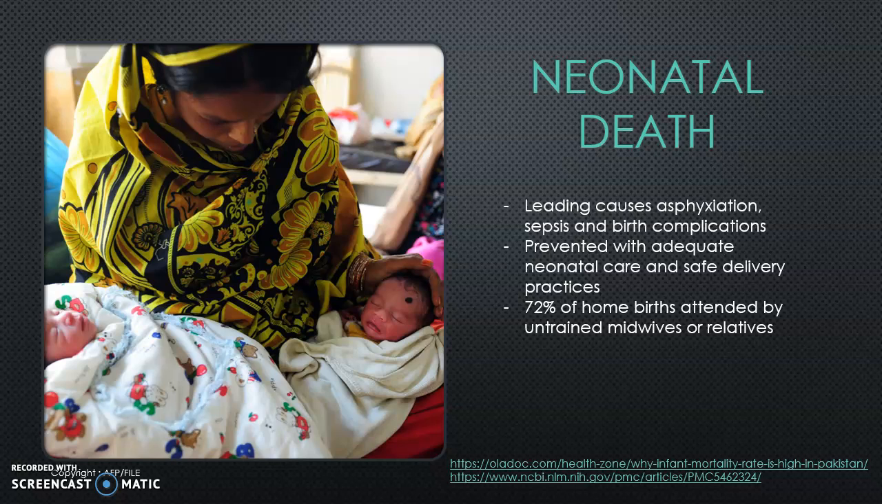Sepsis is caused by unhygienic practices associated with cutting and treating the umbilical cord, from using unsterilized tools to applying harmful substances to the cord, such as surma, cow dung, ghee, and ash. So surma or kohl is an eye makeup that often contains lead. Ghee is a type of clarified butter.